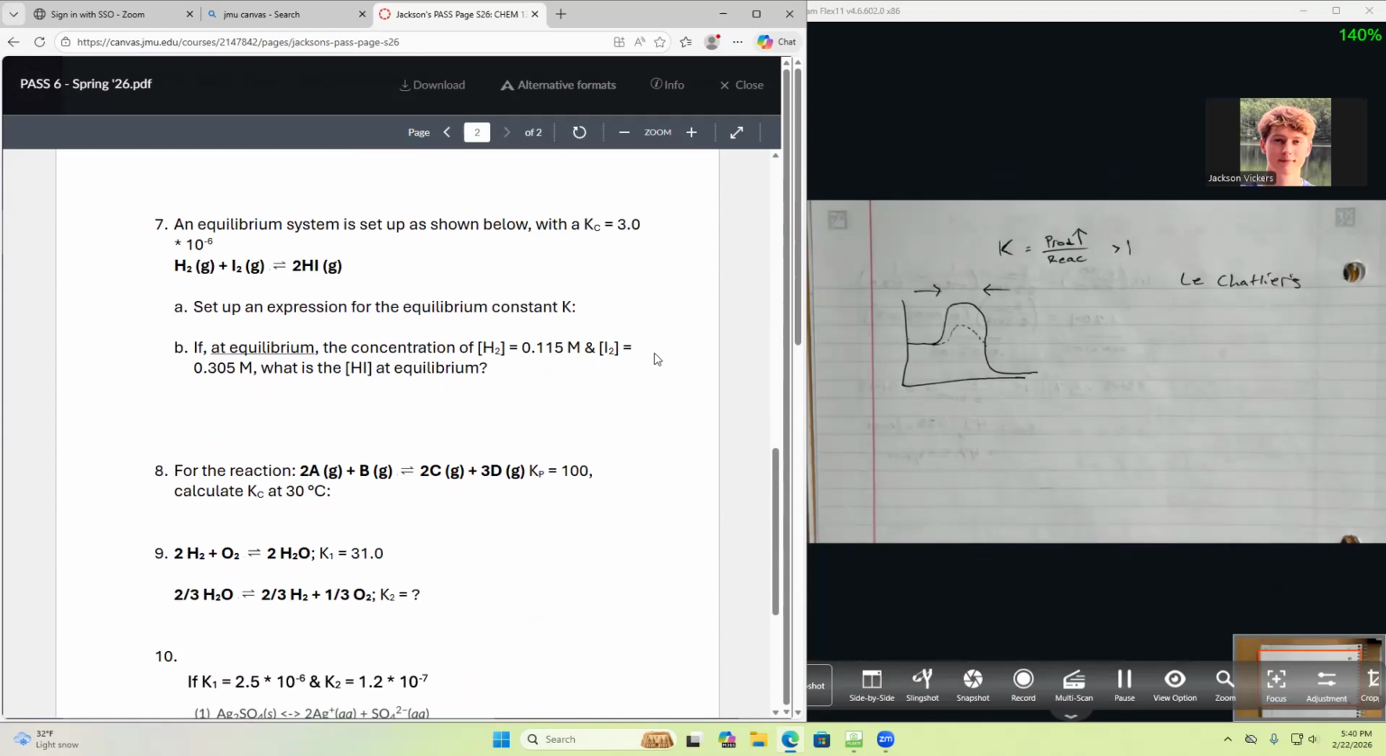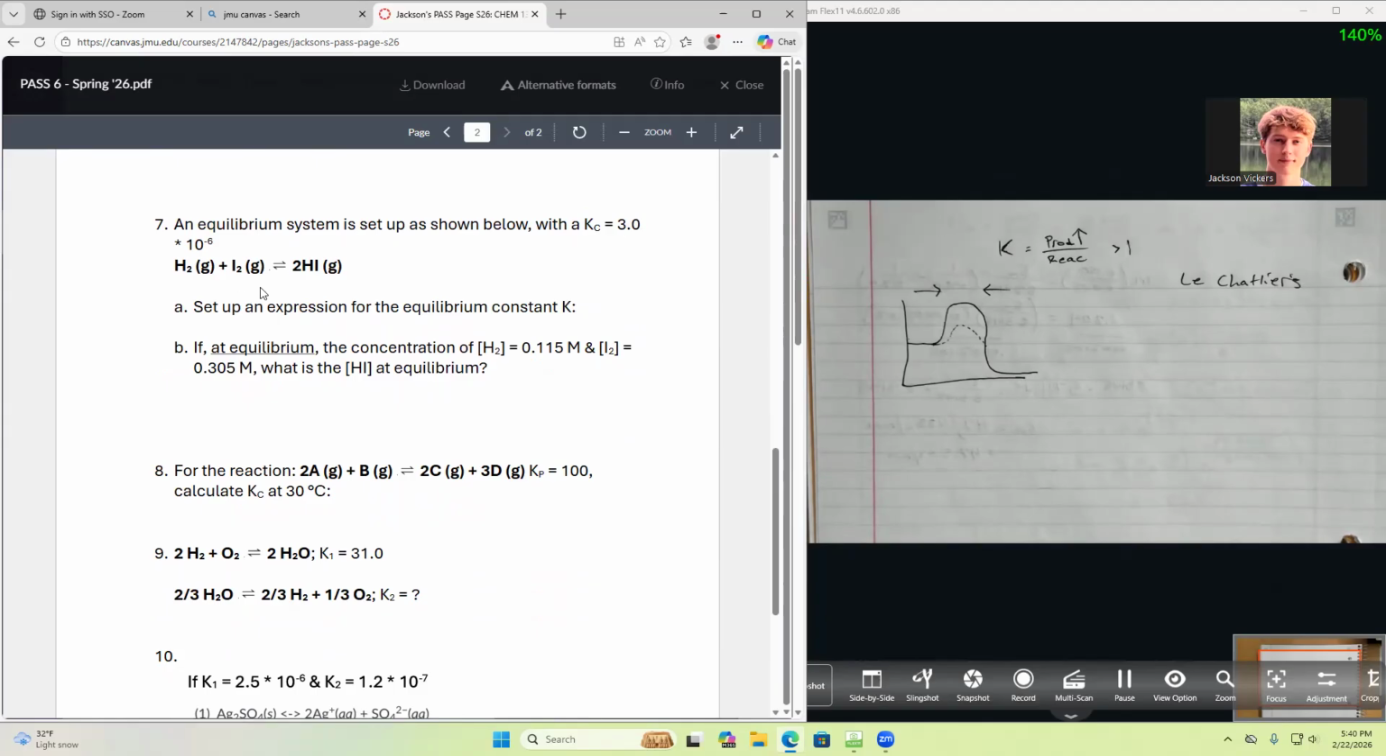Okay. An equilibrium system is set up as shown with Kc. And if you ever see the C in there, all that means is it's talking about concentration. You can also have Kp, where it's representing K in terms of pressure. And in fact, there is a formula to go from Kc to Kp. I don't know if you guys have seen that yet, but he'll show you that one soon.